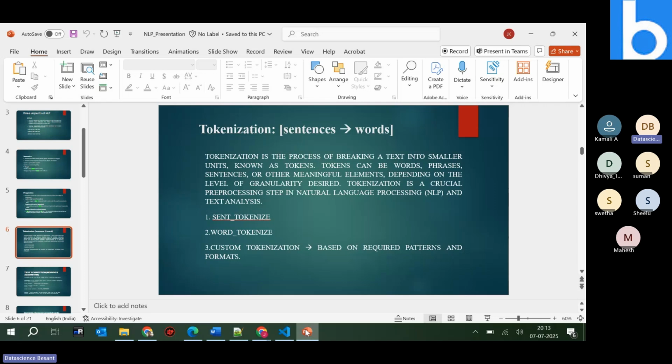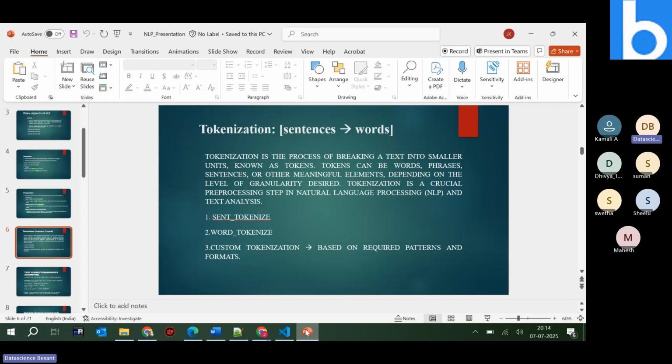Tokens means, if in a sentence you have four words, "I am a student", then I is one token, am is another token, a is another token, and student is another token. If there is a full stop, even that full stop will be considered one of the tokens. So we apply tokenization on top of the sentence and we get the corresponding tokens.